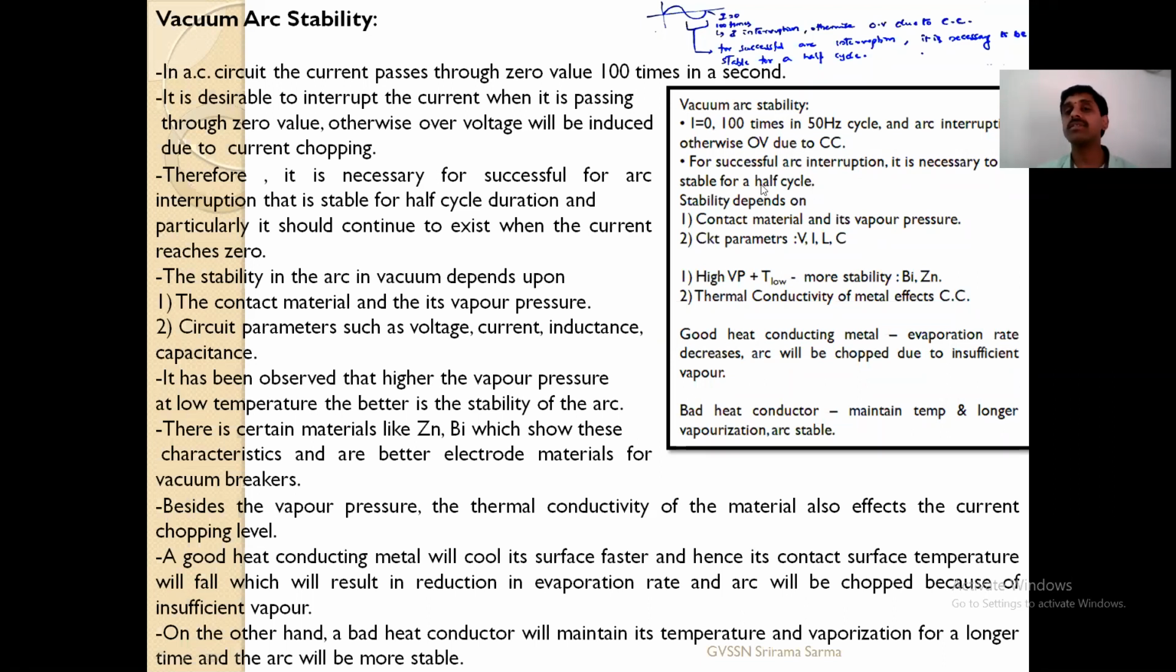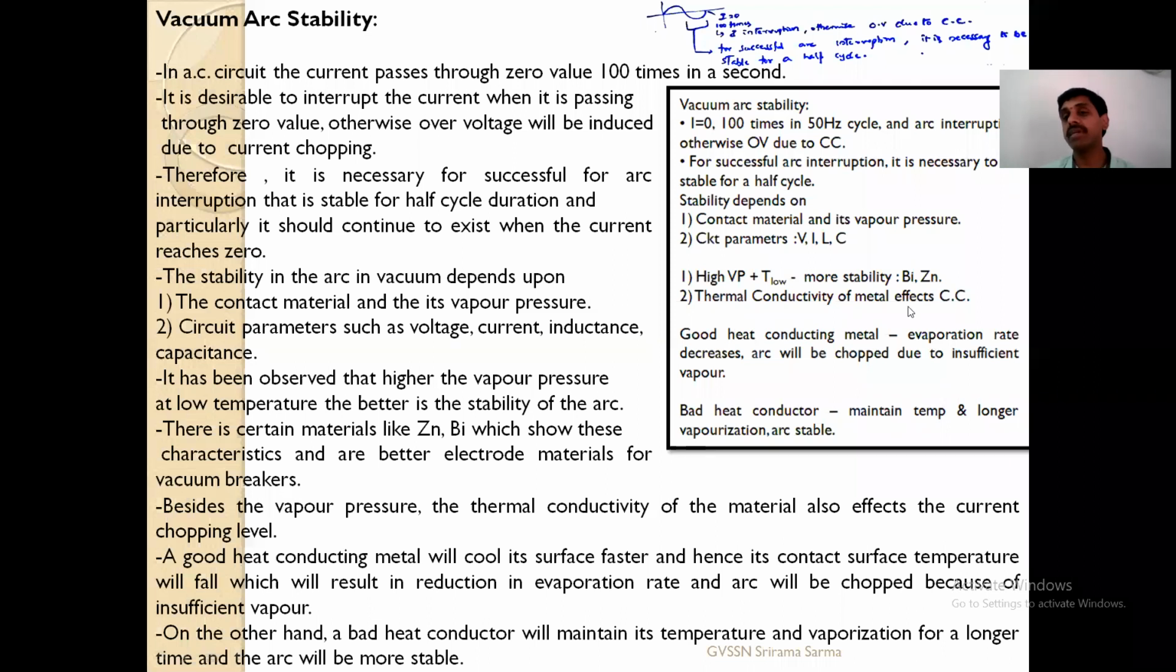The stability of the vacuum arc depends upon the contact material and its vapor pressure. How much vapor pressure there is, and what type of contact material it is, determines the stability. Circuit parameters such as voltage, current, inductance, and capacitance also play an important role. Note one point: with high vapor pressure and low temperature, the vacuum arc is stable for half a cycle. That means there is a possibility of interruption. Otherwise, it leads to current chopping. Bismuth and zinc have this property.